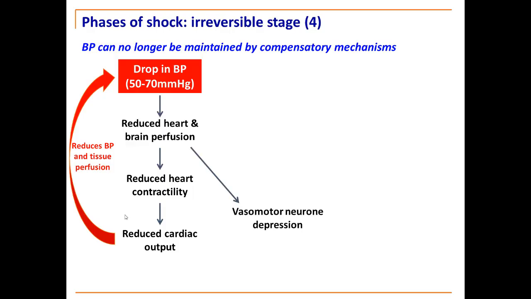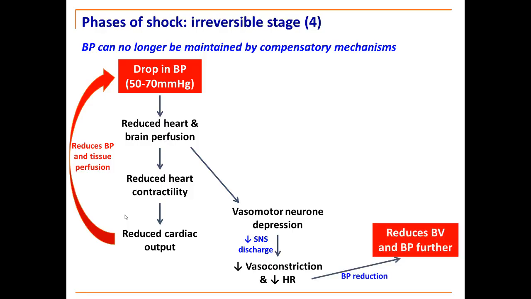We also have that reduced heart and brain perfusion, meaning we're having vasomotor neuron depression. And as we're getting that vasomotor neuron depression, we're of course getting a decrease in our sympathetic discharge, meaning we're now getting less vasoconstriction and we're getting less stimulation of our hearts. We're getting less of an increase in heart rate. So in other words, we're getting more of a vasodilatory and a reduction in heart rate effect, which of course, by their very nature, reduce blood pressure, reducing blood volume and blood pressure further, which again is very significant.